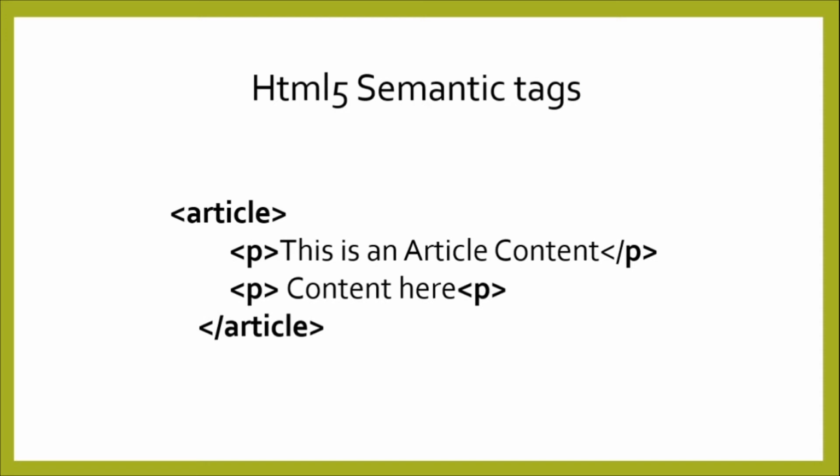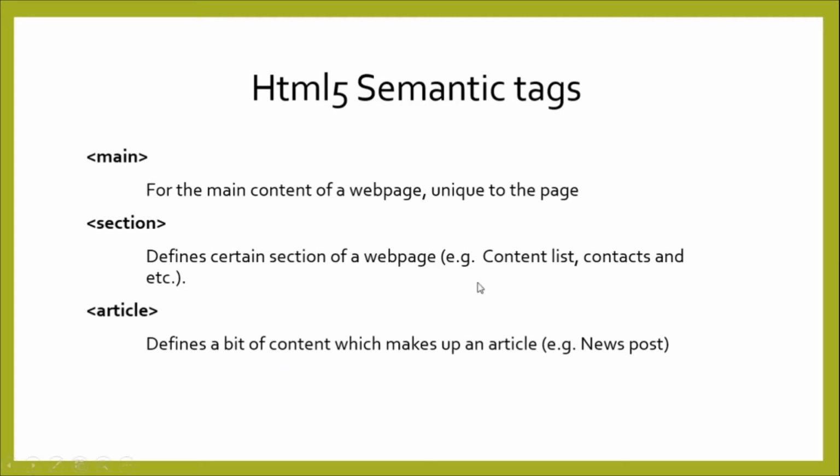Article is now an example of a semantic tag. For the word article itself, you can directly identify the meaning and purpose of this semantic element. Next, here are some examples of HTML5 semantic tags. The main is used for the main content of the web page, unique to the entire document. And then you could also use section, which defines a certain section of a web page, for example, the content list, contacts, and many more.